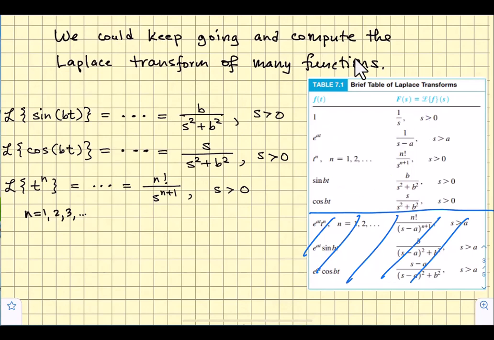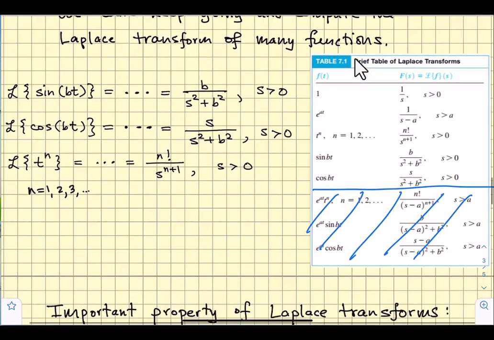But for right now, we're beginning to generate a table or a list of known popular Laplace transforms. And as we build up more of this list, we'll see how we can use this list to our advantage in certain types of differential equations problems.